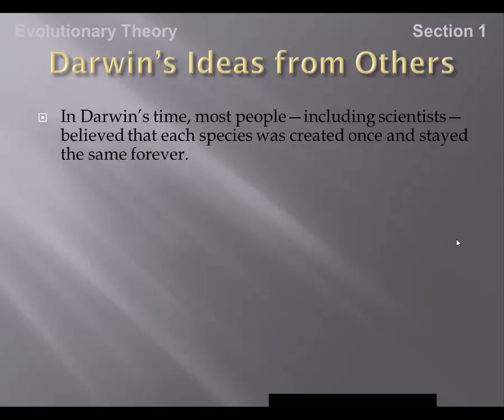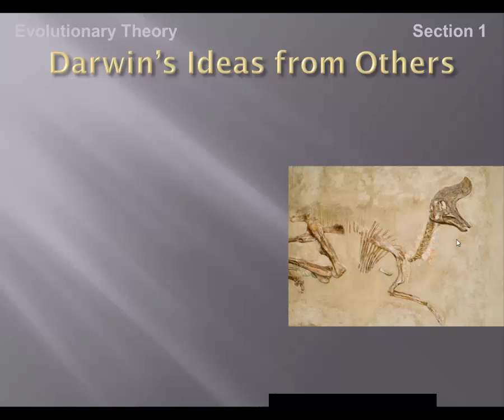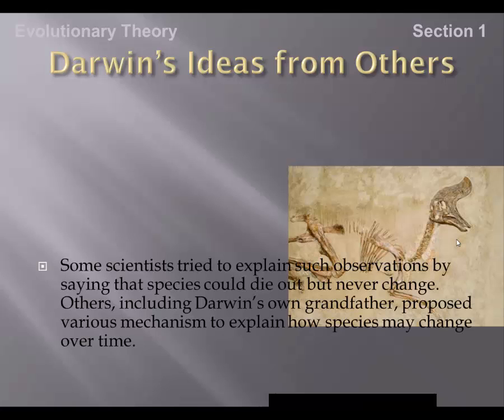So as I mentioned earlier, Darwin also took ideas from other scientists. During his time, most people, including scientists, believed that each species was created once and stayed the same forever. But the view could not help to explain fossils of organisms that no longer existed. For example, dinosaurs. So some scientists tried to explain such observations by saying that a species could die out but never change.